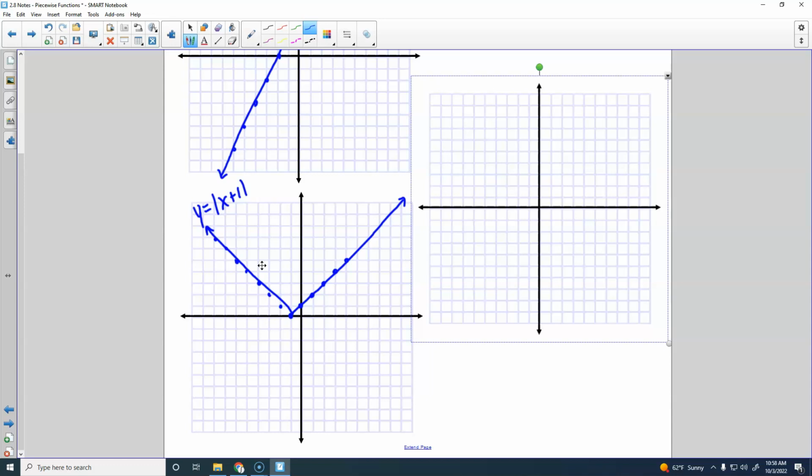Okay, and then the last one, y equals 5. It's just a horizontal line at 5. That is all it is. So it will look like so.